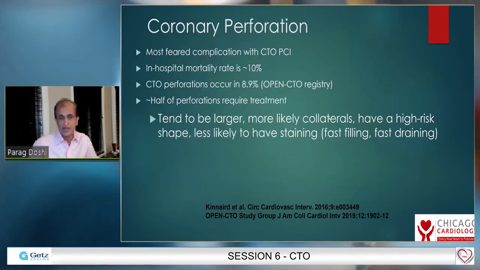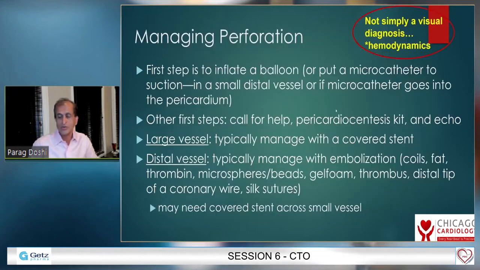How do you manage them? It's not a visual diagnosis alone. You have to look at the hemodynamics. If you have a little perforation and the hemodynamics are stable, then you may be able to carry out your procedure. But in case you have a dangerous perforation where the patient is dropping blood pressure, the first step is to inflate a balloon or microcatheter in the distal vessel such that you tamponade the hole.